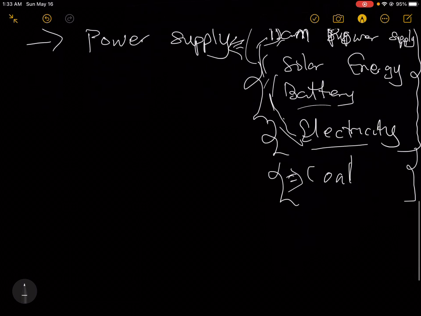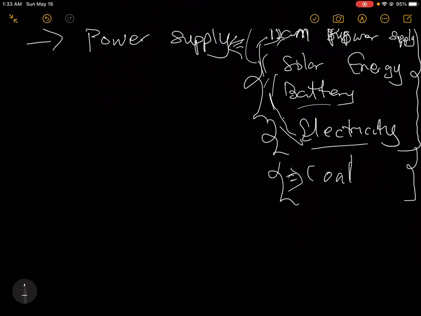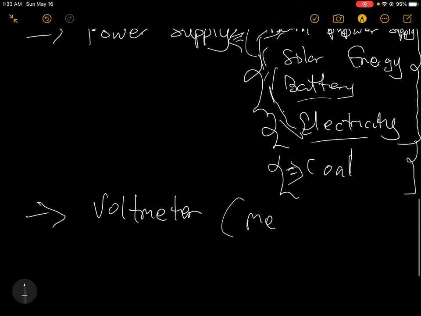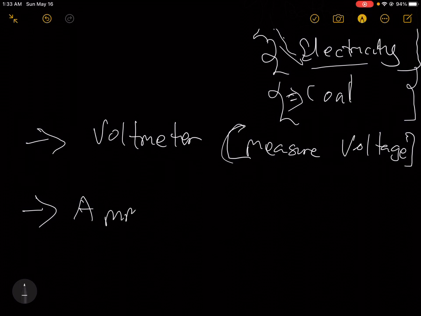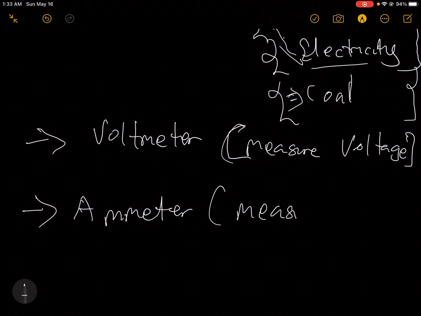And so we have power supply, and we have what we call voltmeter, which measures the volts. Voltmeter measures voltage that passes through your circuit. Then we have ammeter, which measures your current. This measures the current.